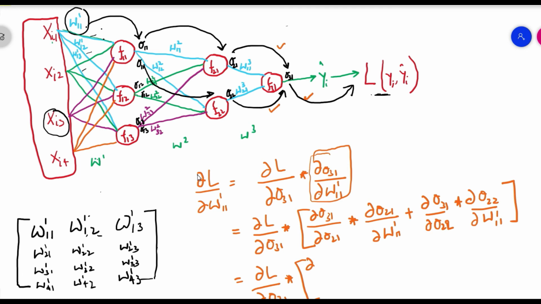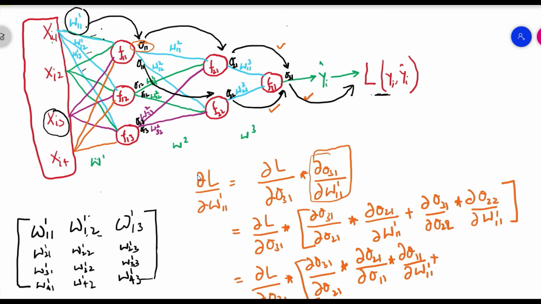This term will remain as it is because it cannot be broken further, but the rate of change of output 21 with respect to W111 can be broken down further using the chain rule of differentiation, because we have output 11 falling in between. So the rate of change of output 21 with respect to weight W111 can be written as the rate of change of output 21 with respect to output 11 multiplied by the rate of change of output 11 with respect to weight W111.